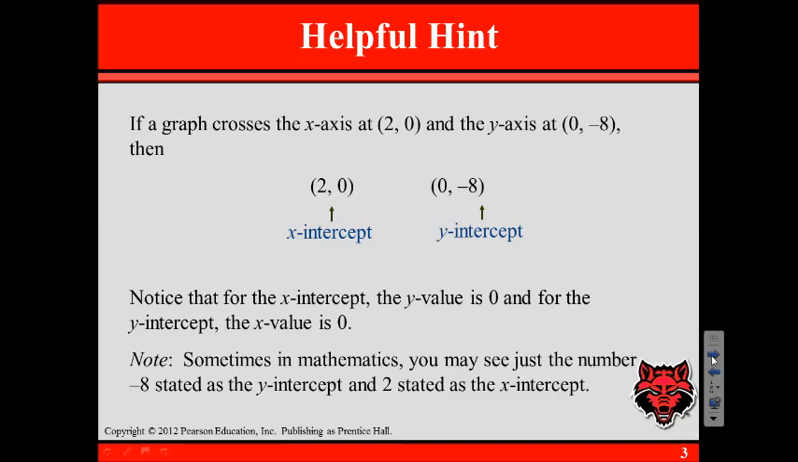You might notice that for the x-intercept, the value of y is 0, and this will always be true. And for the y-intercept, the x value is 0, and that will always be true. Sometimes in mathematics, the 0 isn't always shown. Sometimes we might say the x-intercept equals 2, or the y-intercept equals -8. In saying x-intercept and y-intercept, the zeros in the appropriate location would be understood.